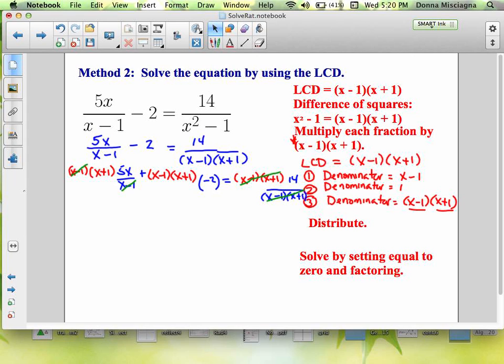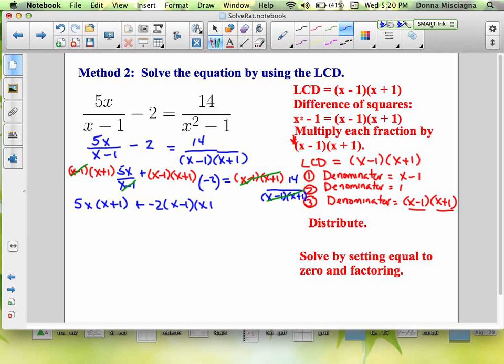All right, so now we're going to rewrite this so that we can distribute. So now we have 5x times x plus 1 plus, well, I couldn't do much with this, negative 2 times x plus 1 times x minus 1 times x plus 1. And then equals 14, because everything else canceled. All right, so now we're going to multiply. So 5x times x will be 5x squared. 5x times 1 will be 5x.